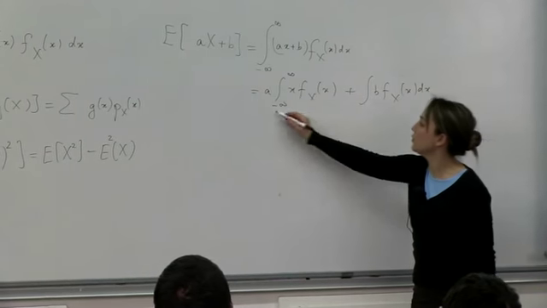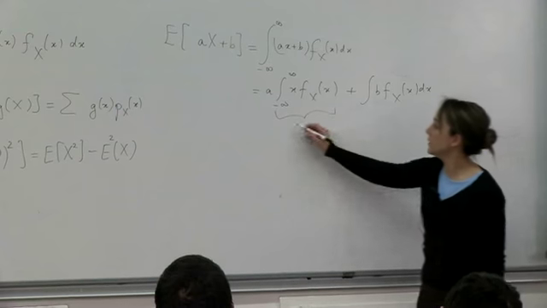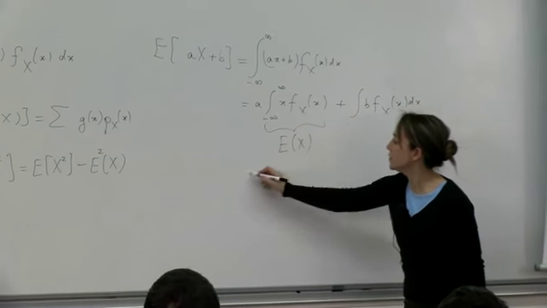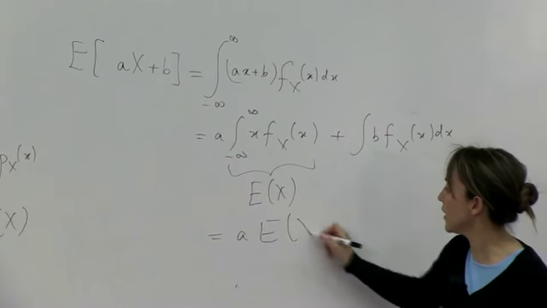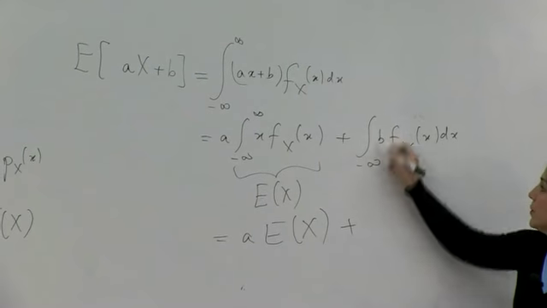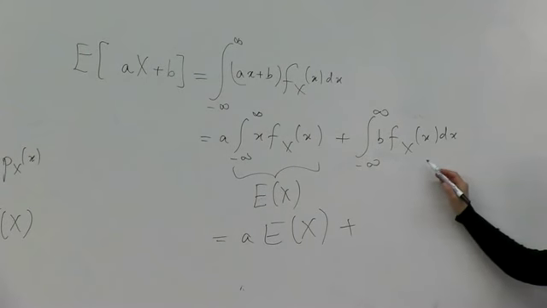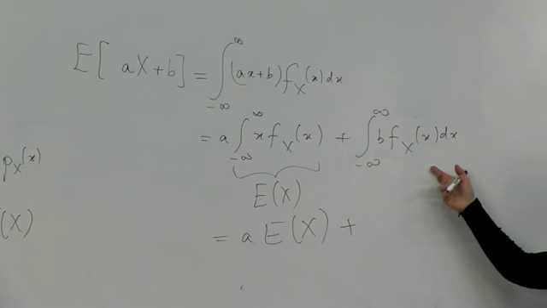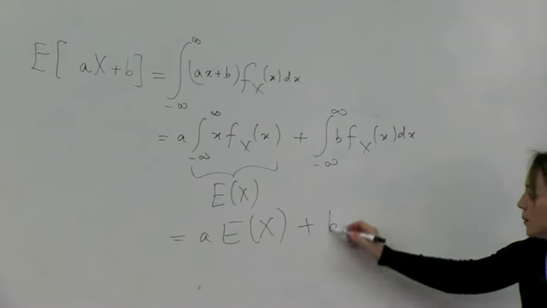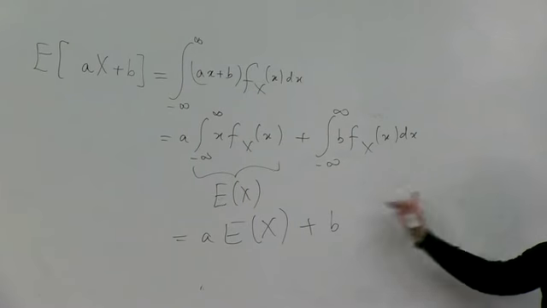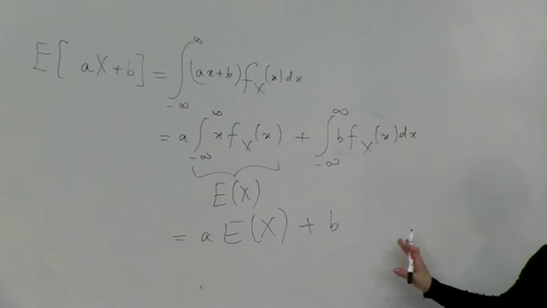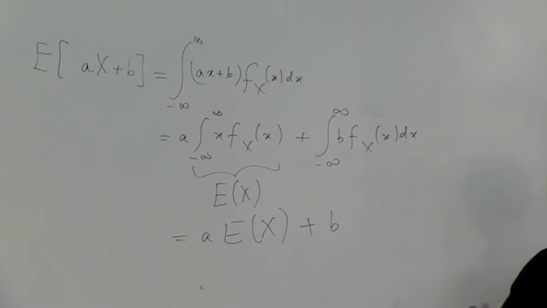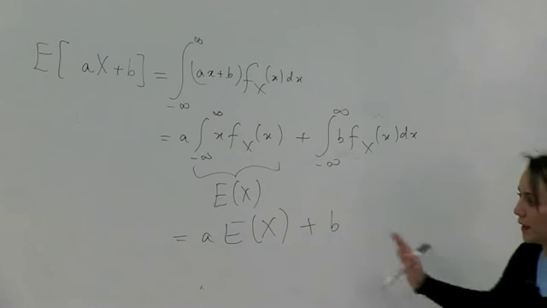What is the value of the first term? This is the expectation of X. So this is a times the expectation of X. And what is the second term? It's b times the integral of f_X(x) over the whole real line, which is 1. So that's b. So expectation continues to be linear. In fact, all the properties from the discrete case follow intuitively to the continuous case with densities.